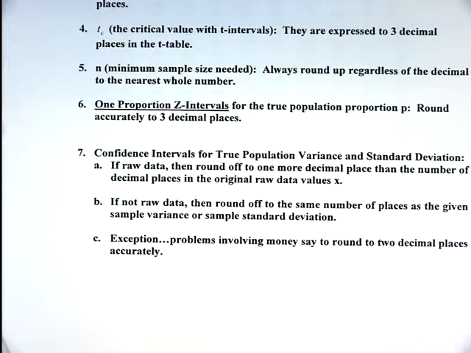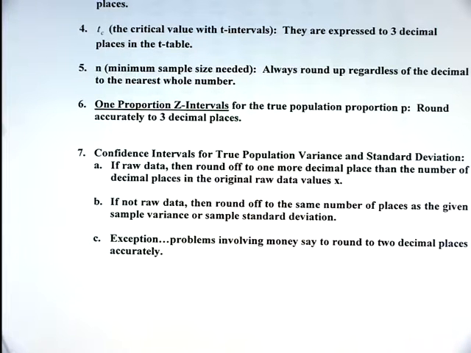If it's raw data that we're dealing with, then you round your final answers of the confidence interval to one more decimal place than the number of decimal places in the original raw data values x. If the data is not raw, then you round your final answers, the lower number and the upper number, to the same number of places as the given sample variance or sample standard deviation.